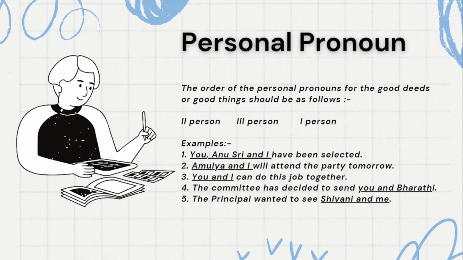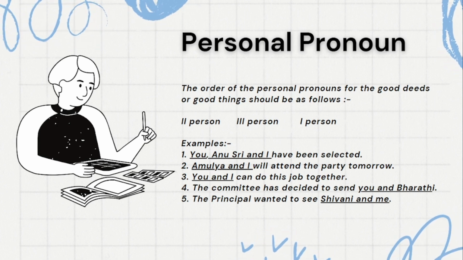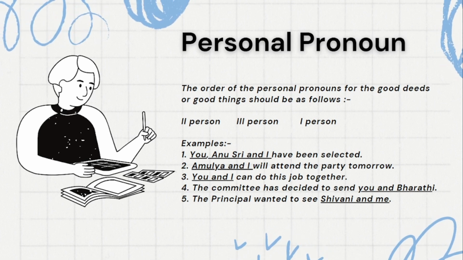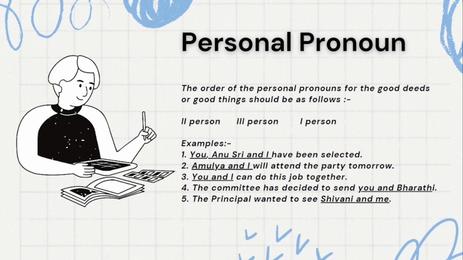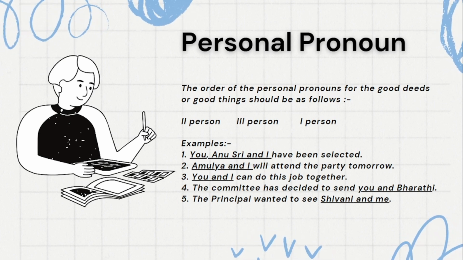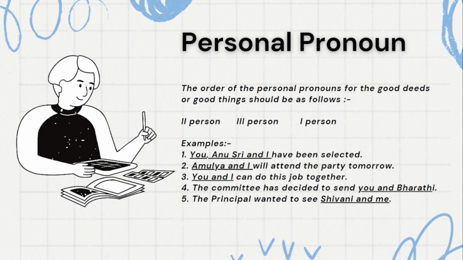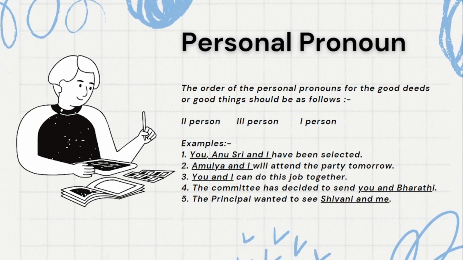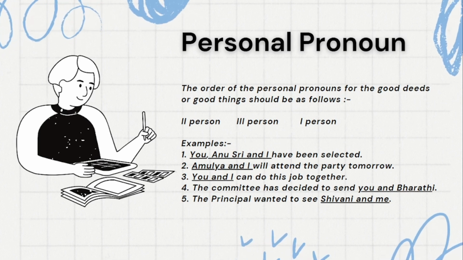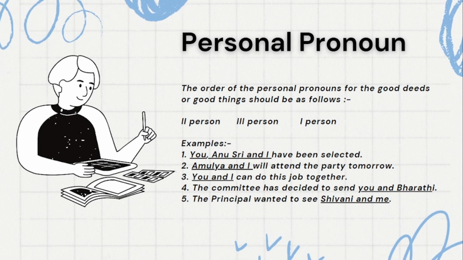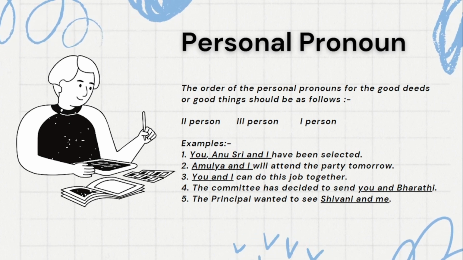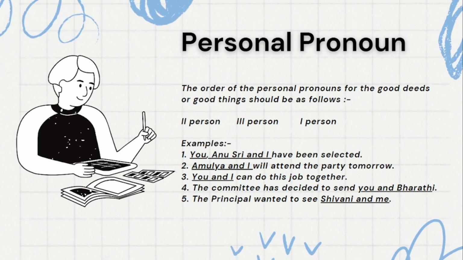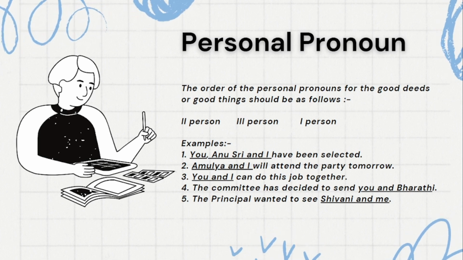See it, you, second person; Bharati, third person. Bharati is equal to she. She means third person. Next, fifth example. The principal wanted to see Shivani and me. In this sentence, the subject is the principal. Wanted is the main verb. See, it is also a verb. Then what is the object? In this sentence, the object is Shivani and me.